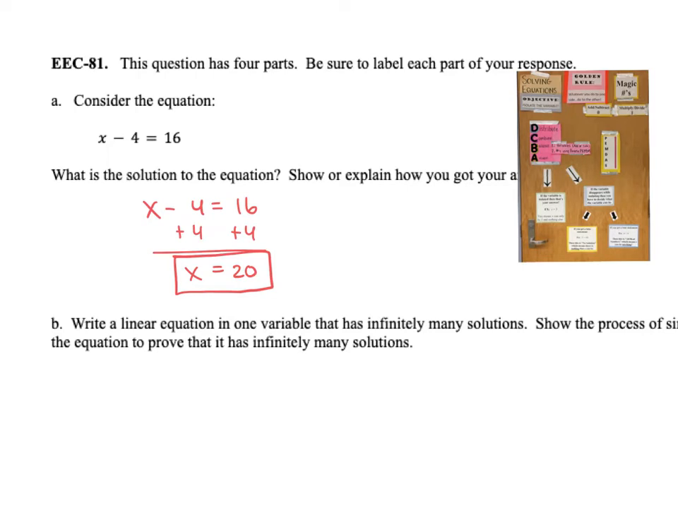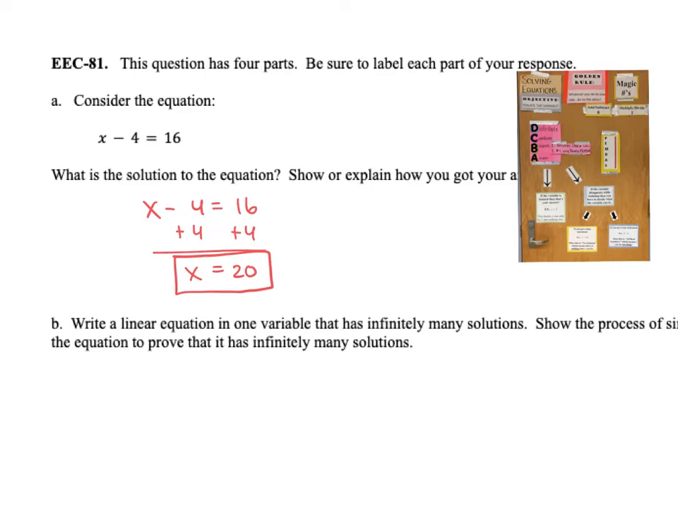If I look at the next question, it's asking me to write a linear equation in one variable. So first, this part to me means that one variable means I can only use the same variable, like x. I can use it multiple times, but I can't use an x and then a y. I can only use an x. And I want it to have infinitely many solutions. It also wants me to show the process of simplifying my equation to prove that it has infinitely many solutions.